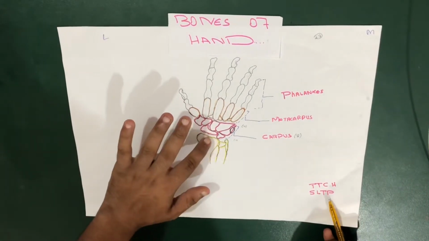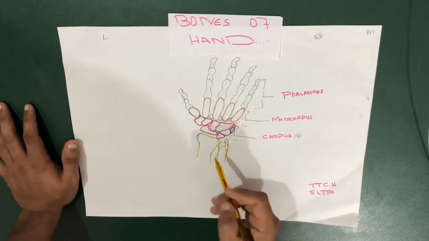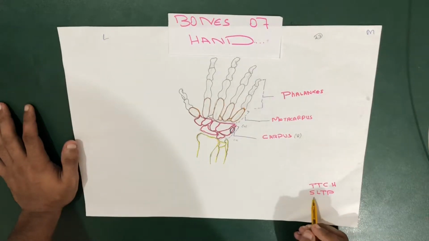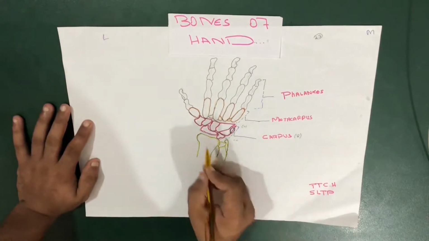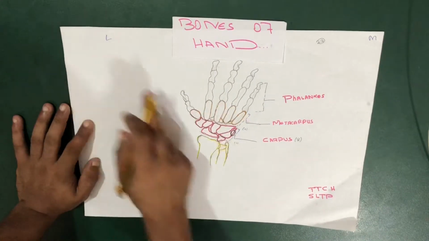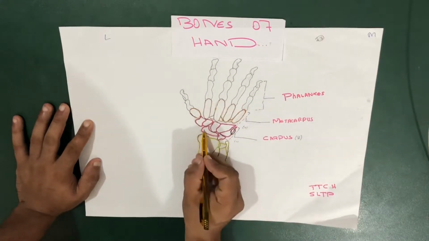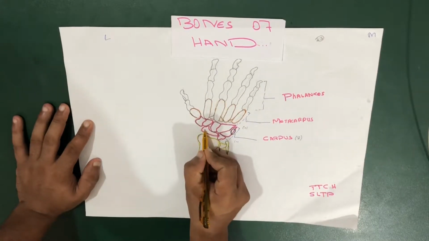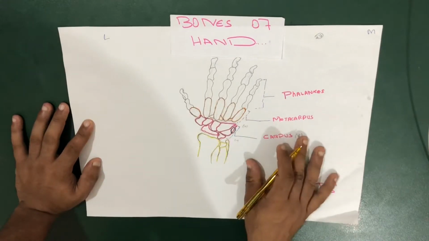This formula is for the proximal row. Proximal means the one that is attached with the radius. So you can say Sam looks too pretty. What does that mean? The S stands for the first lateral bone of the carpus, which is proximal, and this bone is called the scaphoid bone.